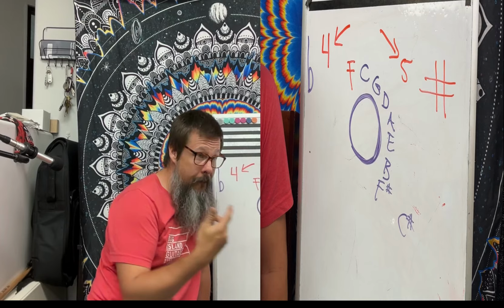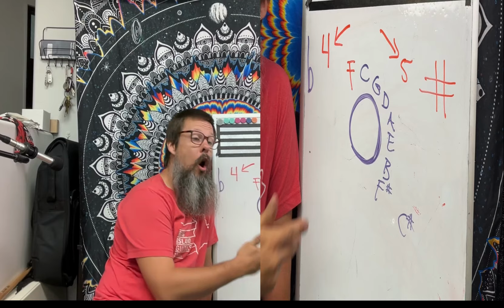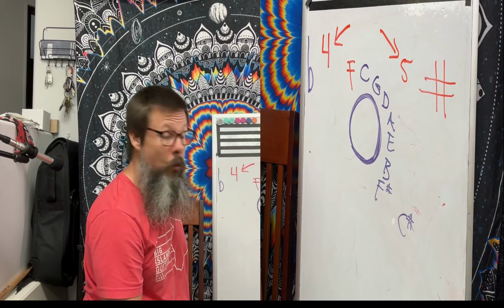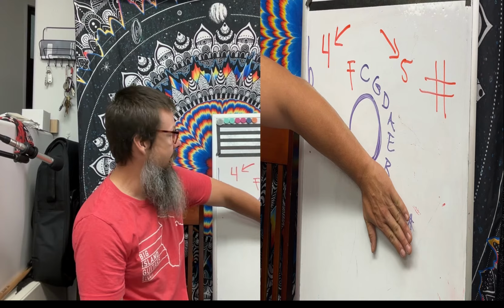1, 2, 3, 4, 5, 6, 7, 1. If we were to alter any of them, we would be taking a note outside of the position of, let's say, C major, which is F, C, G, D, A, E, and B. There are no sharps and flats in the key of C.